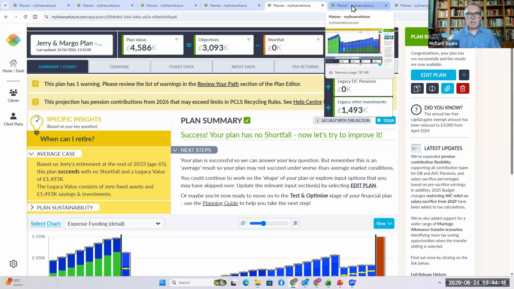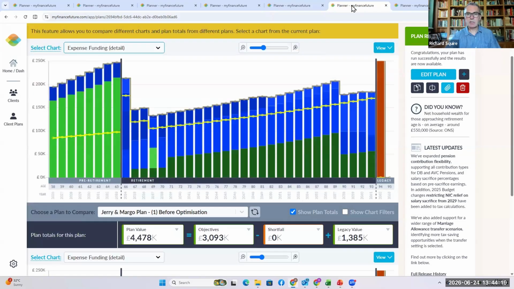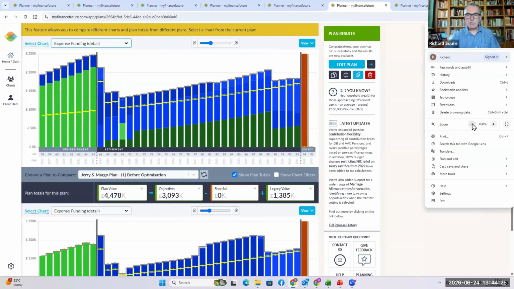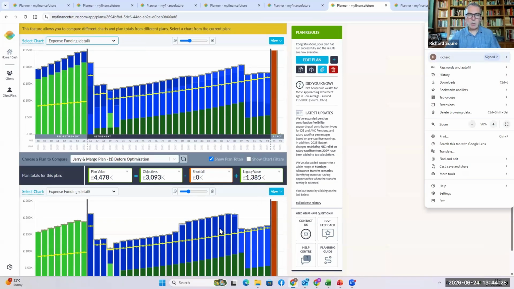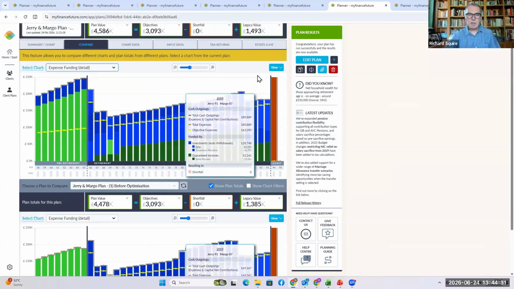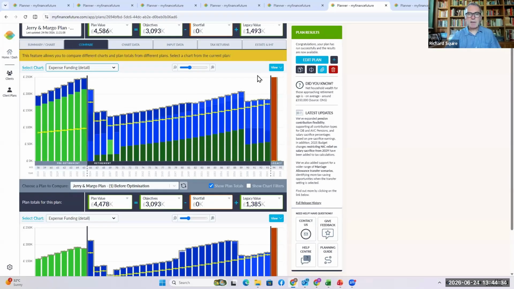So let's compare where we are now, the final version of the plan, and where we started. I'm going to shrink this back down a little bit so we can see both charts. So we're using the compare feature now. This is where we started and this is where we ended up. You can see the legacy values moved, and this is after IHT, between 1385 and 1493. So we've gained after IHT about 110k-ish of improvement overall, with all those assets at the end of the plan still in ISAs. And we'll recap on the main changes we did to get there in a second.